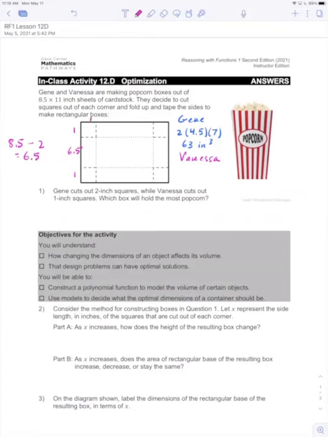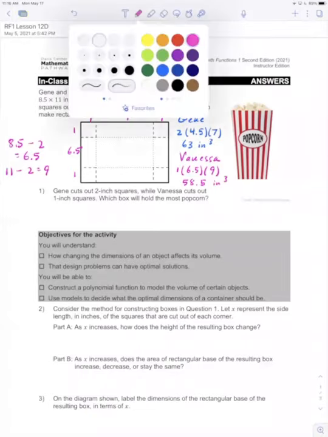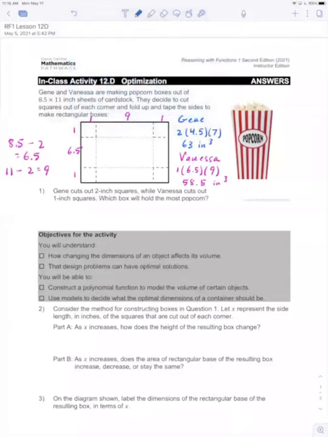And let's see, a 1-inch square here along the top and the top. That's 11 to start minus 2, and that gives us 9. So Vanessa, length times width times height is 1 times 6.5 times 9. 1 times 6.5 times 9 is 58.5 cubic inches. So comparing these, Jean is at 63, Vanessa's at 58.5 cubic inches. Looks like, to answer the question, which box will hold the most popcorn, it's going to be Jean's box.